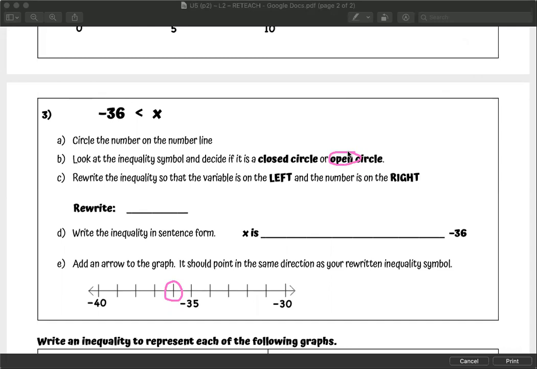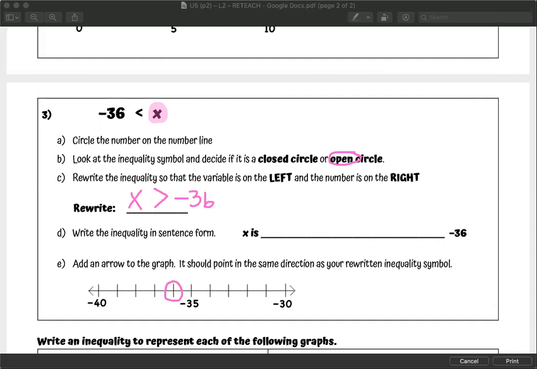Then we are rewriting the inequality so that the variable is on the left side. So I'm going to highlight my variable. It is on the right side right now, so I need to flip it around. I'm going to move my x to the left, my negative 36 to the right, and I'm going to flip my less than to a greater than.